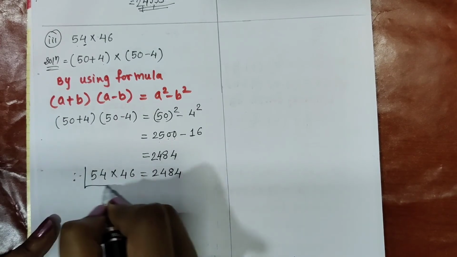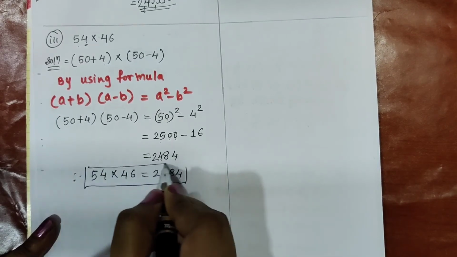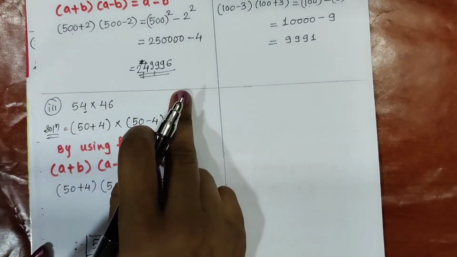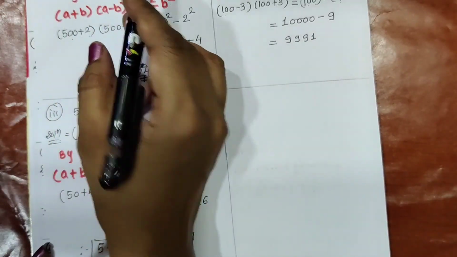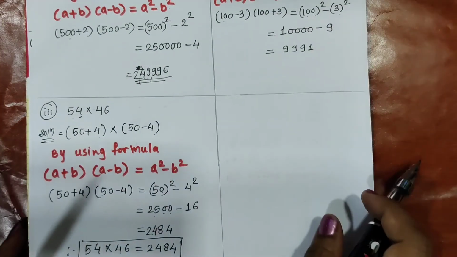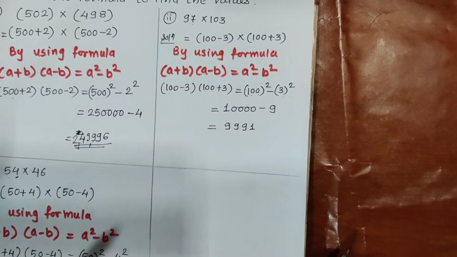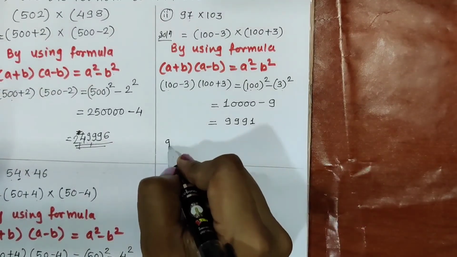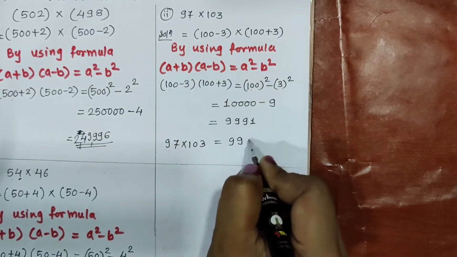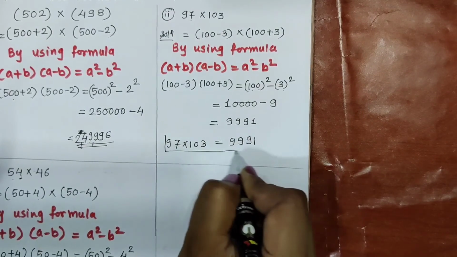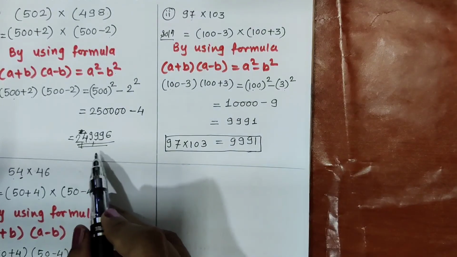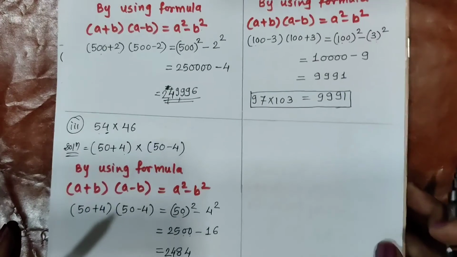In this way we can write the answer also. In first two sums we have not written the answers like this. So we can write the answers here like this. 502 into 498 is equal to 2,49,996. Similarly, here also in the second sum we can write it as 97 into 103 is equal to 9,991. Like this we can write the answer and put the box to the answer. Here I don't have the space, so I have not written. You have to write the answers carefully.